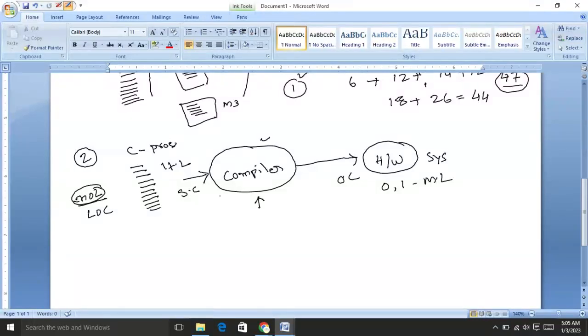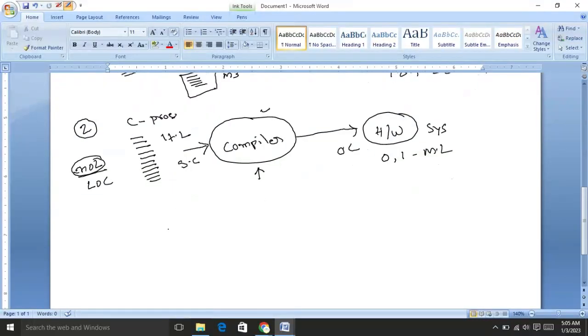So very big programs are not converted into machine language at a time. Hence, that is a problem. Suppose let us consider my program has 200 lines of code. The compiler capacity is 50 lines at a time. It will convert from high level language to machine level language.